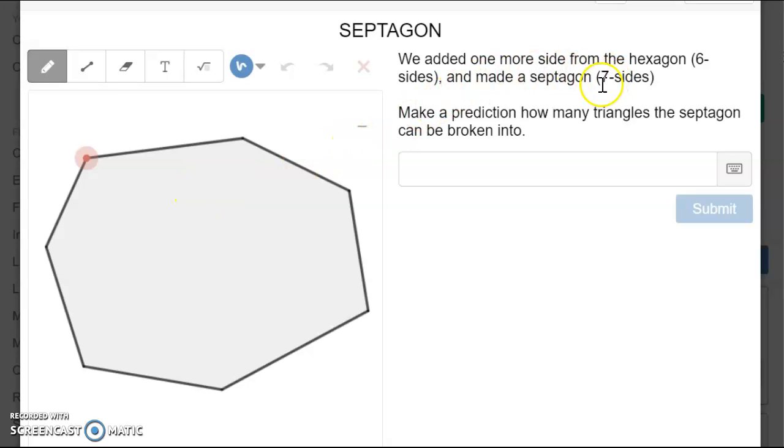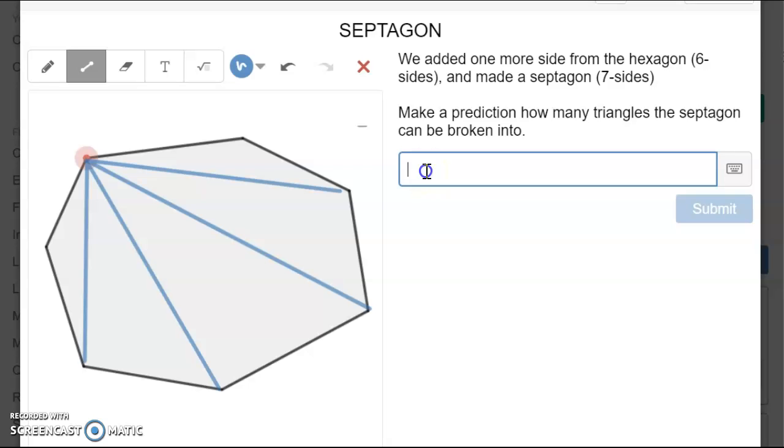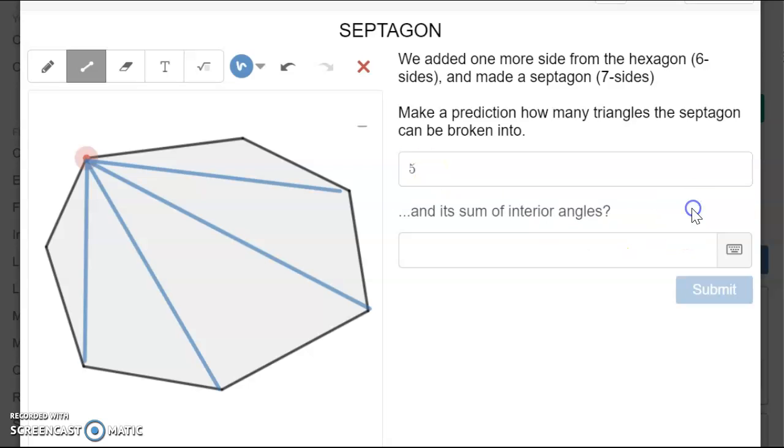Well, do I have to draw it? 1, 2, 3, 4. I can draw 4 diagonals. That means I'm going to form 5 triangles. So 5 times 180. I can form 5 triangles, and the sum of the interior angles is going to be 5 times 180, which is 900.